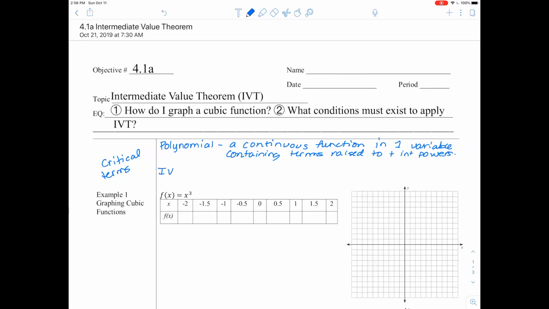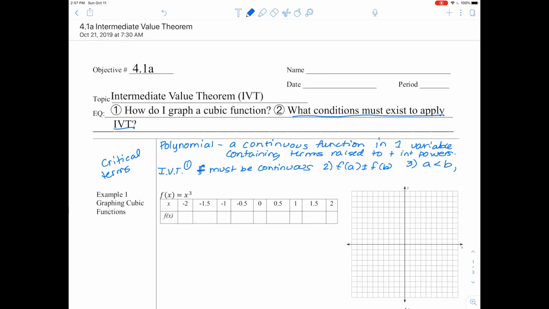The intermediate value theorem, we're going to set the conditions here, because these are the things that have to exist. So condition 1: F must be continuous. The function must be continuous. Okay, if it has a break in it, we can't use the intermediate value theorem. 2: the f of A, the outputs cannot be equal. The f of A cannot equal the f of B. And 3: A has to be less than B.